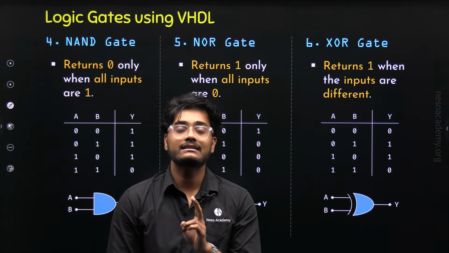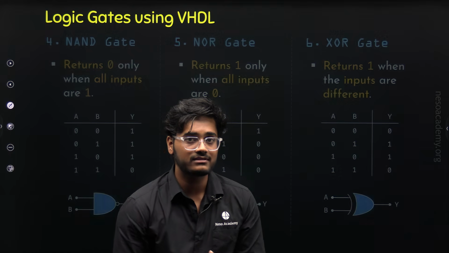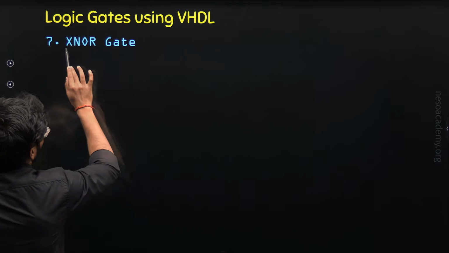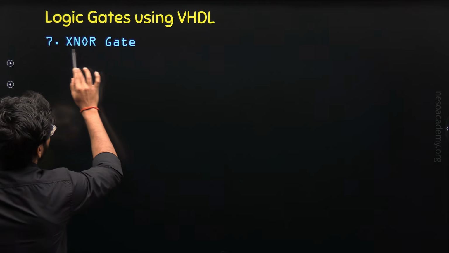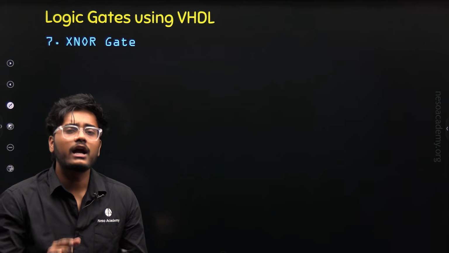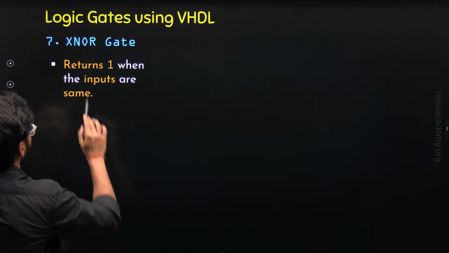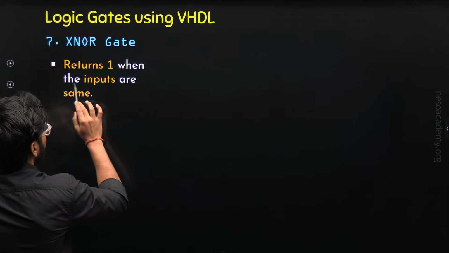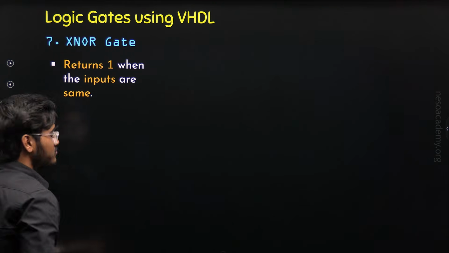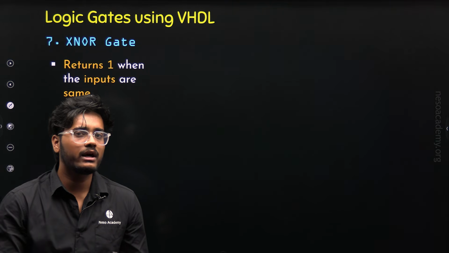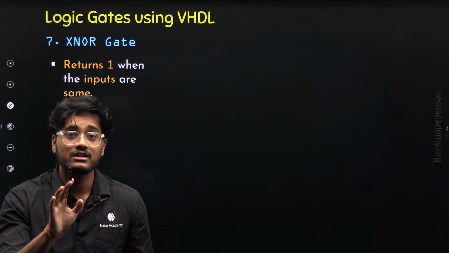Now, let's see the second derived logic gate, which is XNOR gate. XNOR gate is the inverse of the XOR gate, which means XNOR gate returns 1 when the inputs are same. So, output will be 1 when inputs are same.